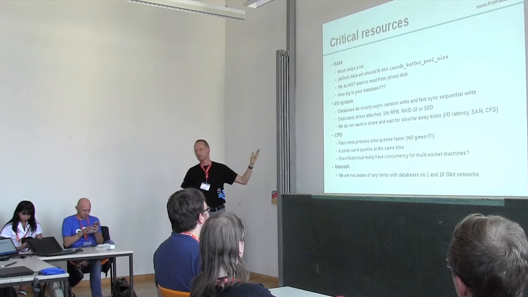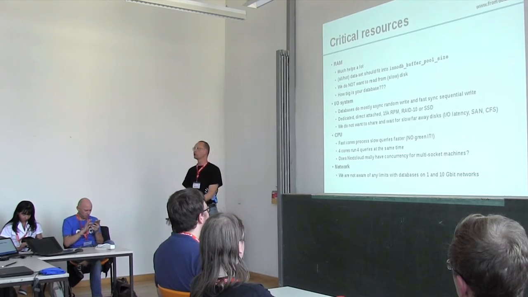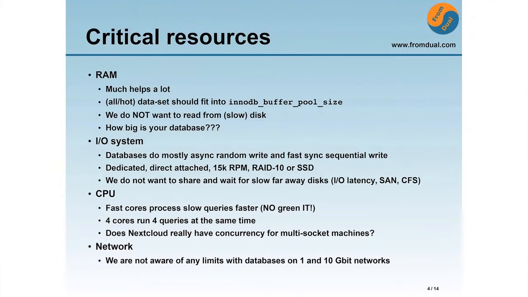Why RAM? We don't want to read from slow disks. We want to read from fast memory. Memory is roughly 100,000 times faster than disk, so we want to have our hot data set in RAM, and then the database becomes fast. The next thing in databases that we typically care about is the I/O system, because if the data doesn't fit in RAM, it is on disk, and then it depends on the disk performance.